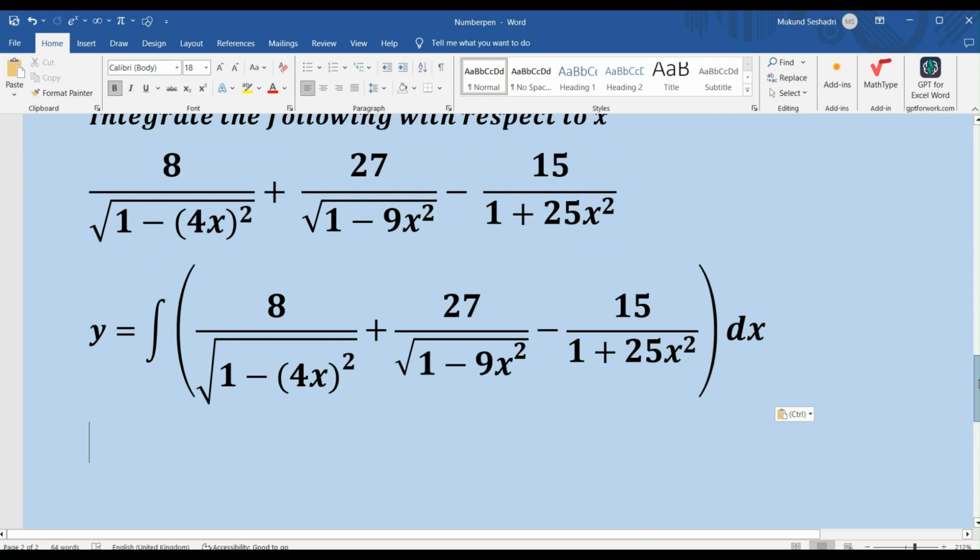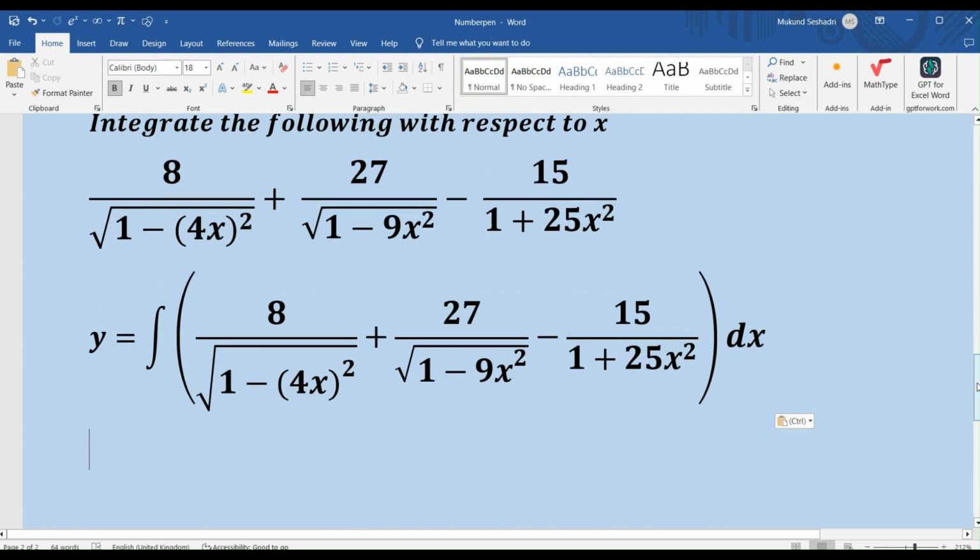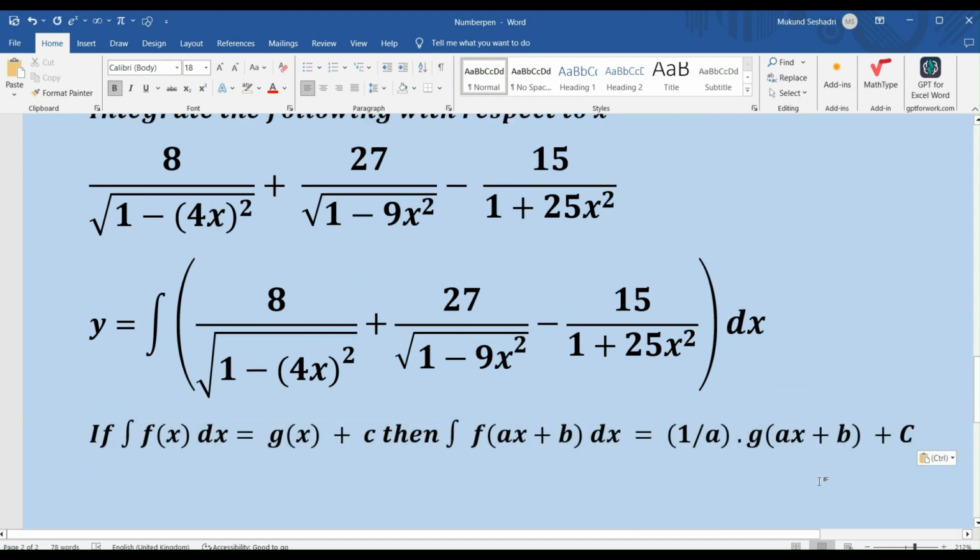And before that, I want you to recollect one of the rules that we studied in our earlier videos. So let me write that down. So this is what we have: if the integral of f of x dx equals g of x plus c, then my integral of f of ax plus b times dx is 1 by a times g of ax plus b plus your constant, right?